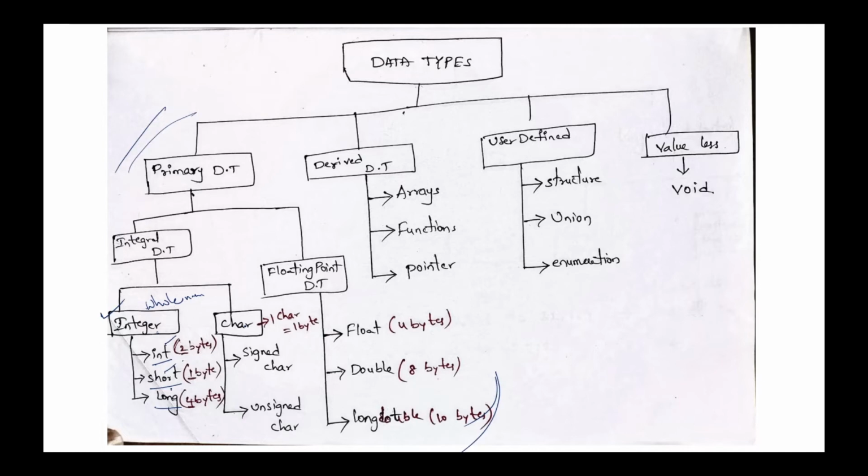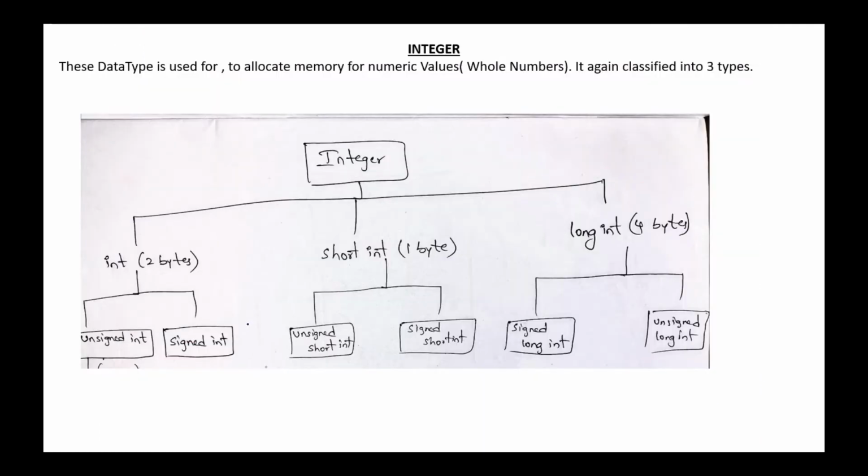Again you observe one important thing: signed and unsigned. What is signed? The signed data types can hold both positive and negative values. Suppose you mention signed int before the int data type. What is the meaning of this? It can allow positive and negative values. It can store a 16-bit value.